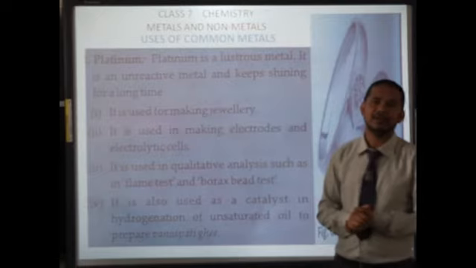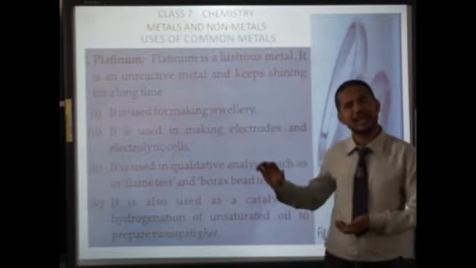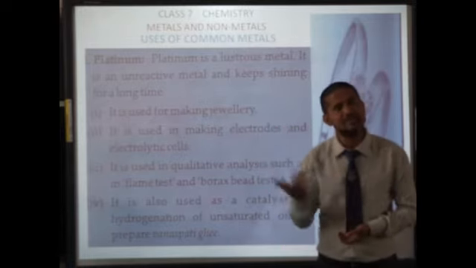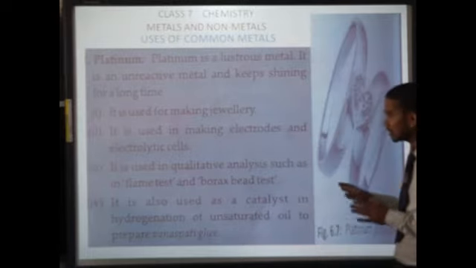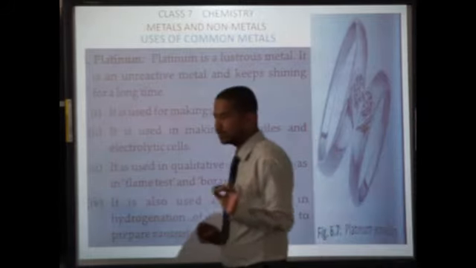Like the dry cells you have, a platinum cell can also be made, which can convert chemical energy to electrical energy. So this is all about platinum, and you can see here the platinum bangle. Platinum is used in making jewelry as well.